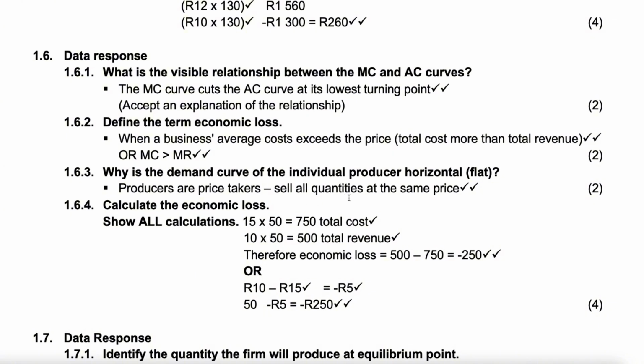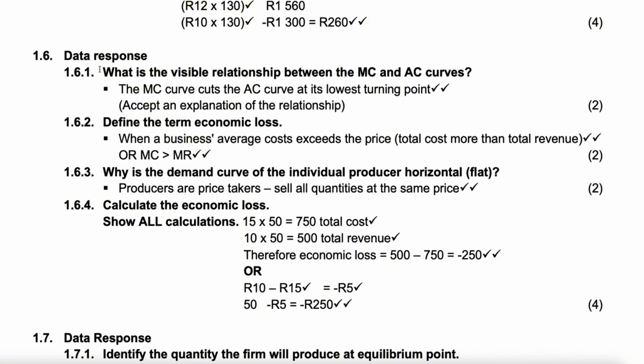Okay, let's go to the answers. Did I say 2,500? Wow, that's crazy. Now, number 1, what is the visible relationship? Okay, yeah. MC curve cuts AC at its lowest point. Then any other relevant response that you may want to give. Then define the term economic loss. Well, when a business's average cost exceeds the price, yeah, that's what I said. And I also said the flip side.